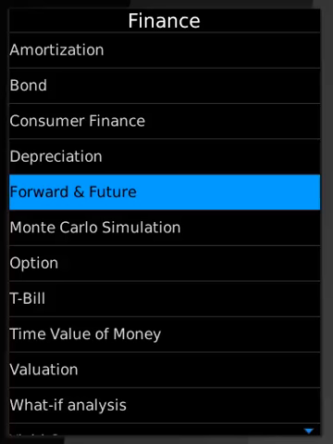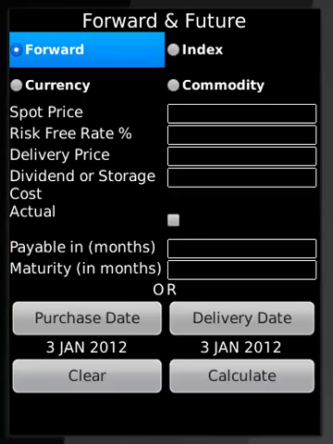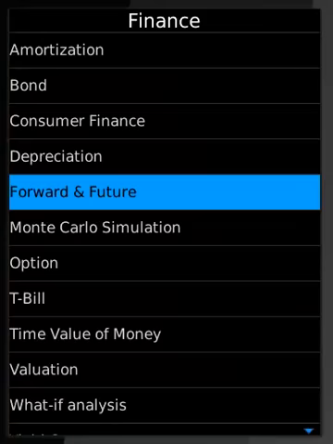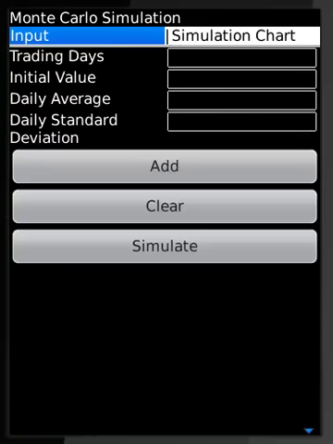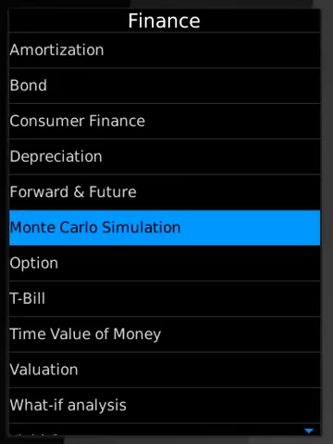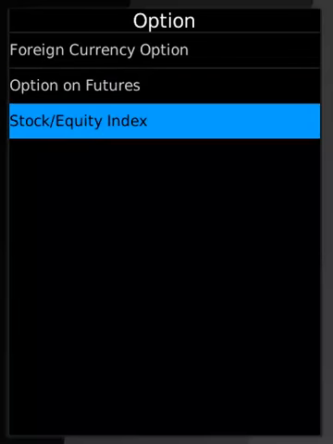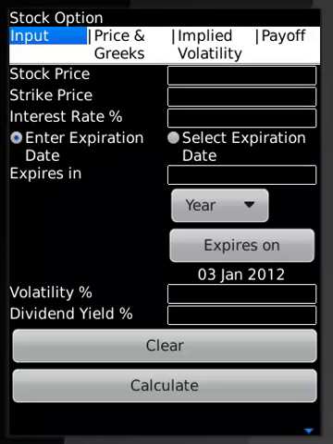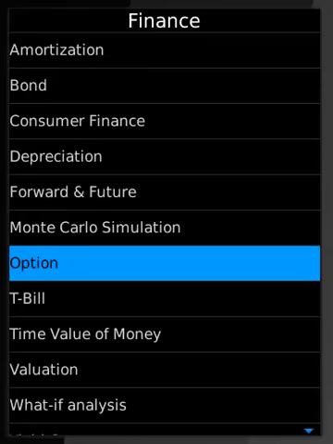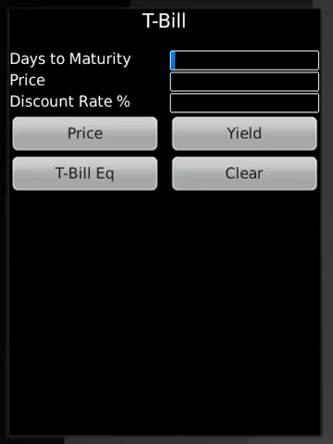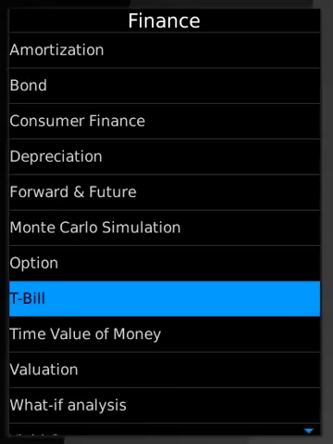Forward and futures covers forwards and futures. The futures are for index, currency and commodity. Monte Carlo simulation simulates security prices. Option covers foreign currency option, option on futures and stock and equity index. It calculates prices and Greeks, implied volatility and payoffs. T-bill is the T-bill calculation functionality, price, yield, T-bill equivalent.